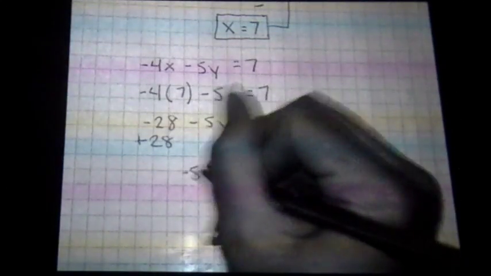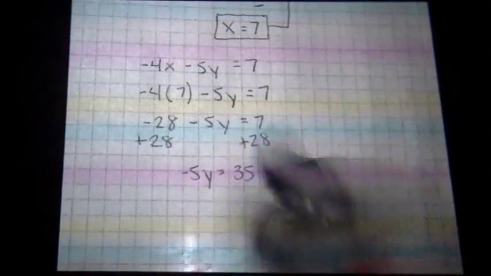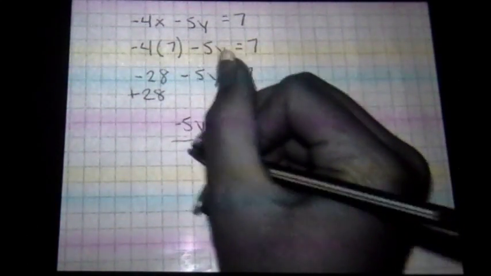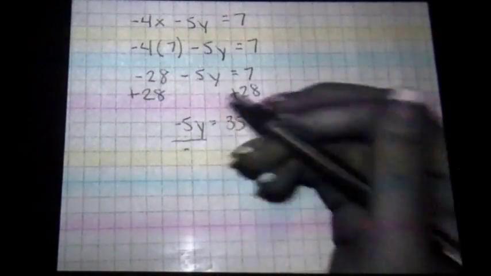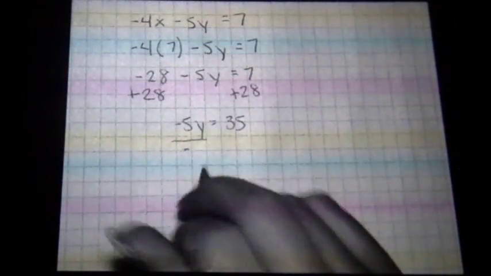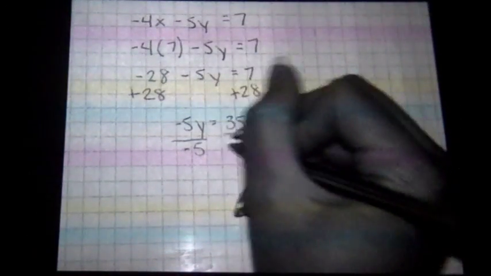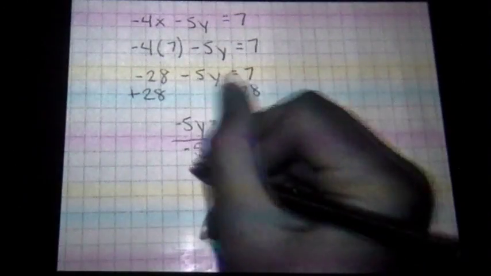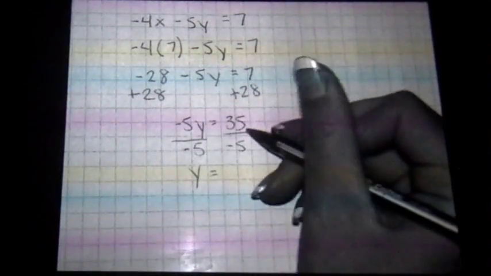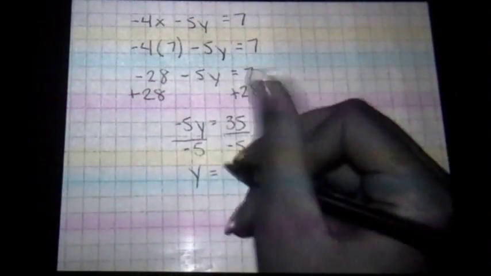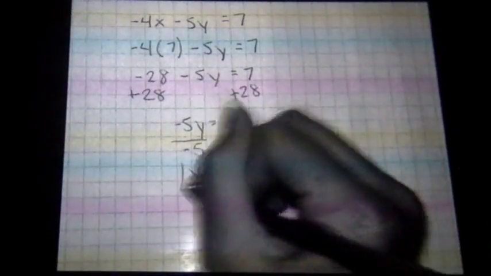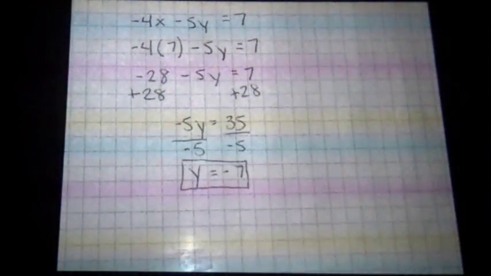So I have -5y. I'm going to divide this side by that -5 so I can split that apart from the y. I want to leave the y there, so I'm just dividing by -5. So divide by negative 5, divide by negative 5. I'm left with y is equal to 35 divided by negative 5, which is negative 7. So my y value is negative 7.